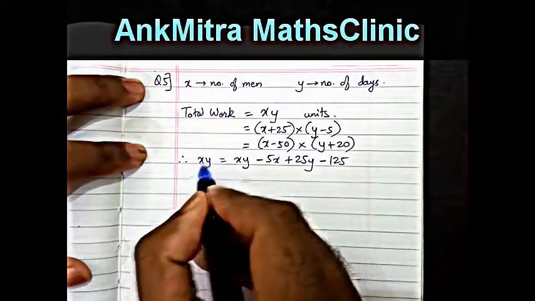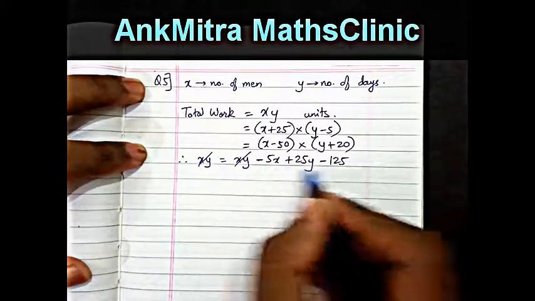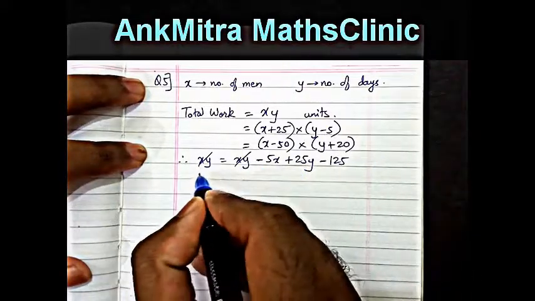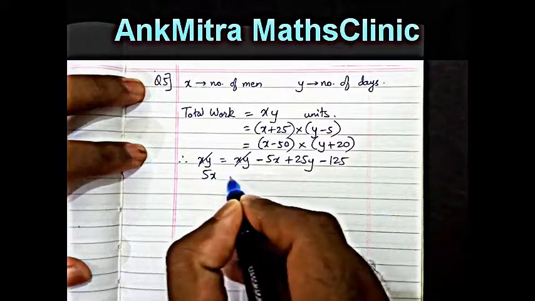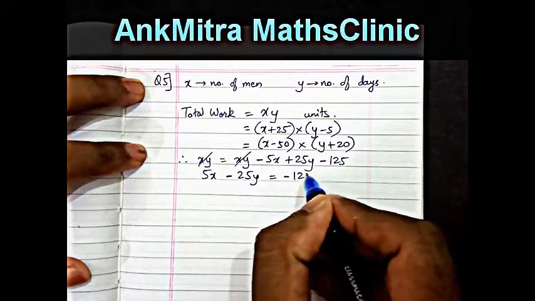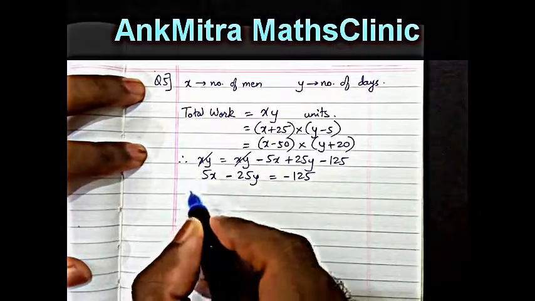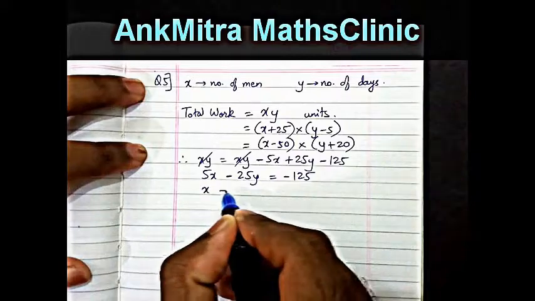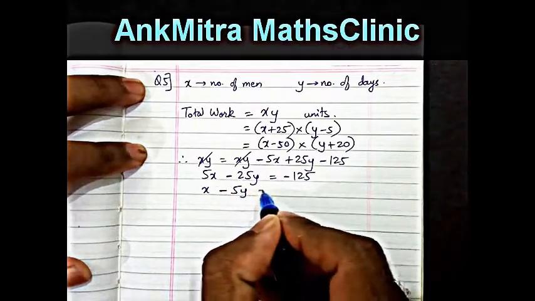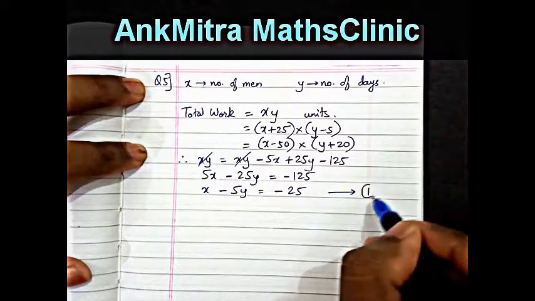So XY from both sides will get cancelled. Then I'll simplify this equation in this form. I'll write it as 5X minus 25Y is equal to minus 125. We can divide the entire equation by 5. So I'll get X minus 5Y is equal to minus 25. I'll denote this as the first equation.